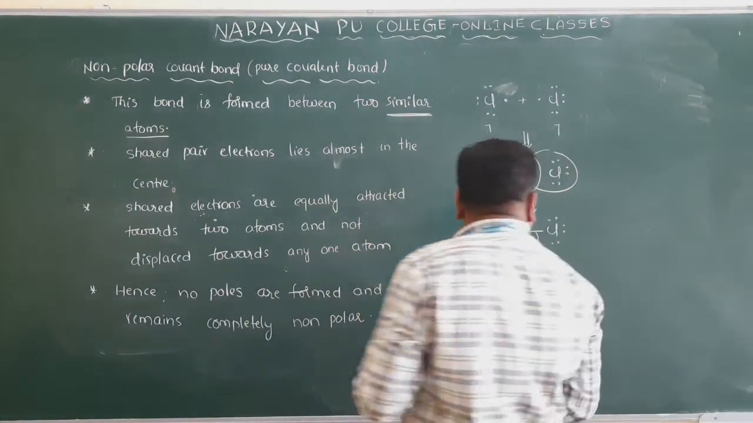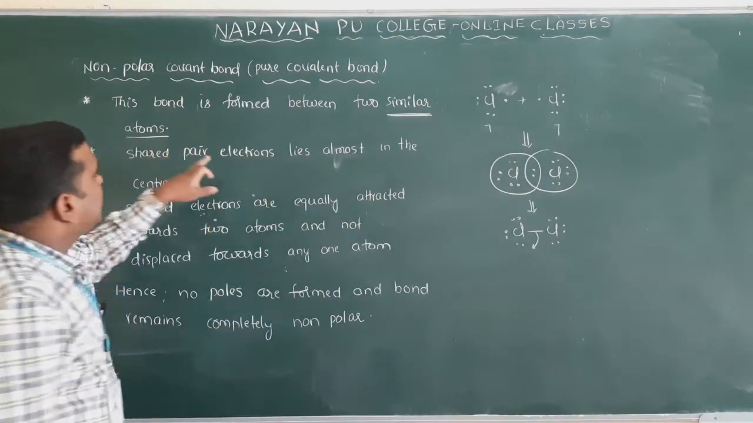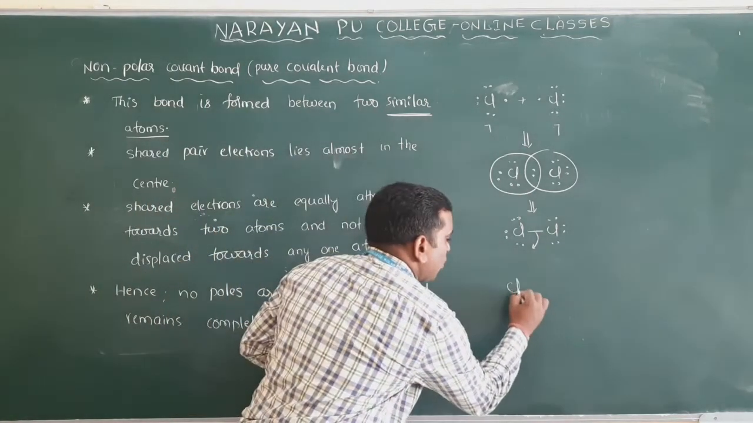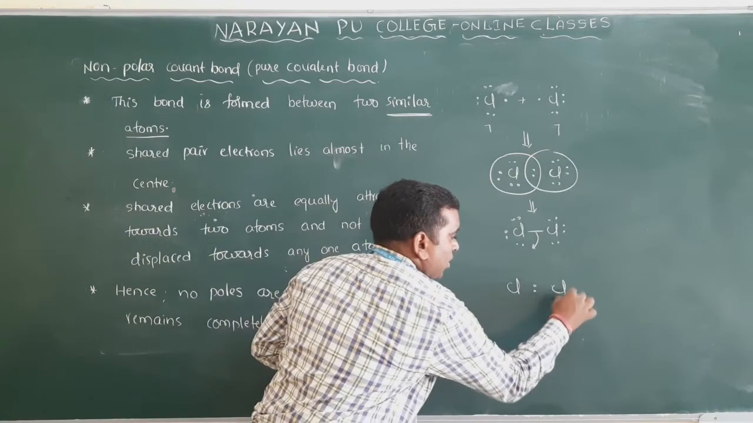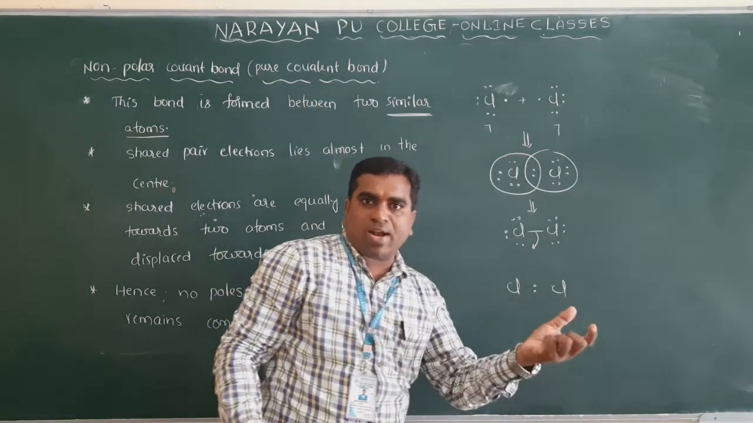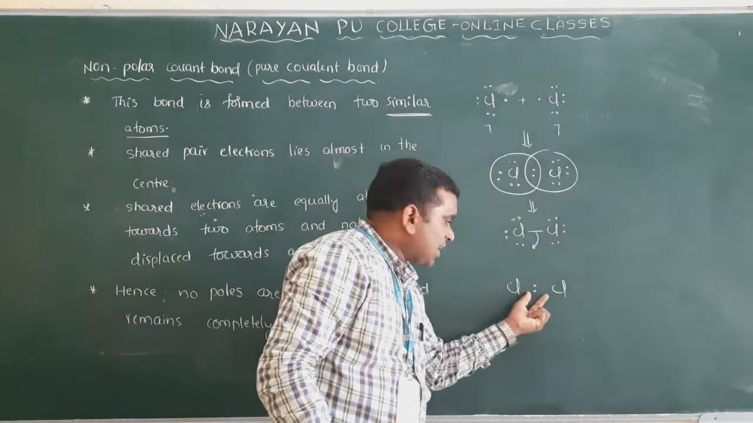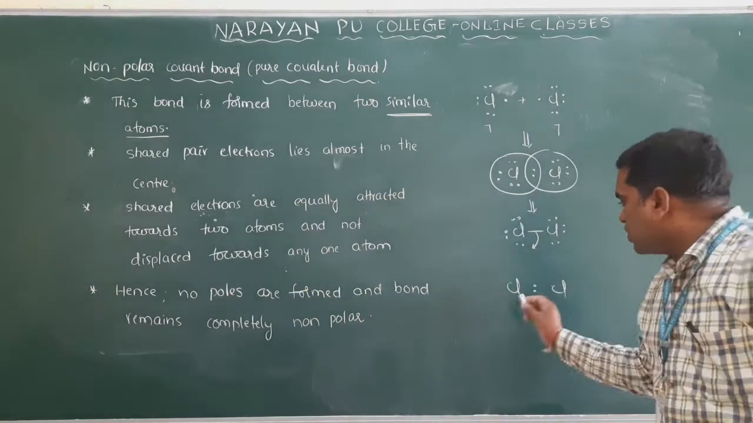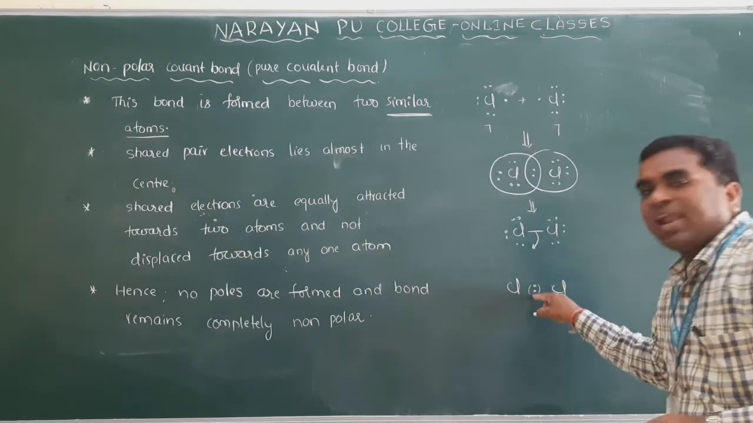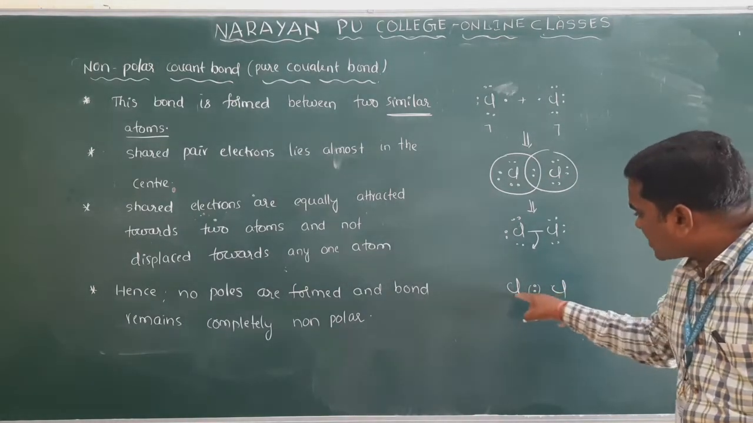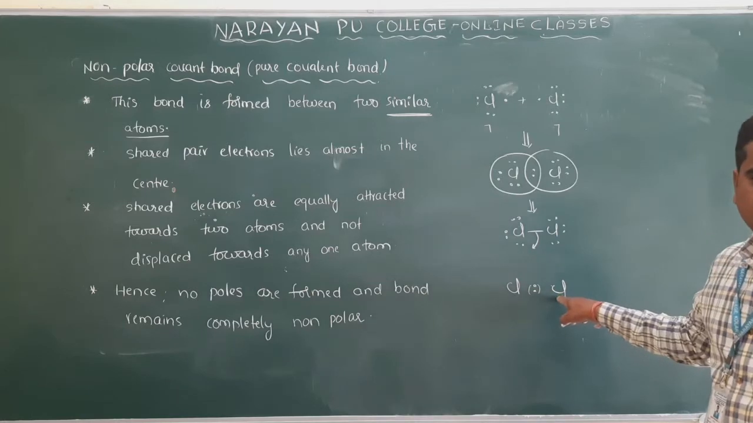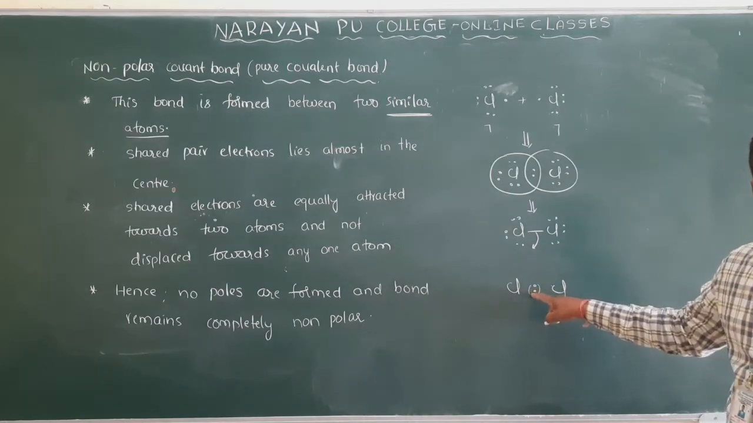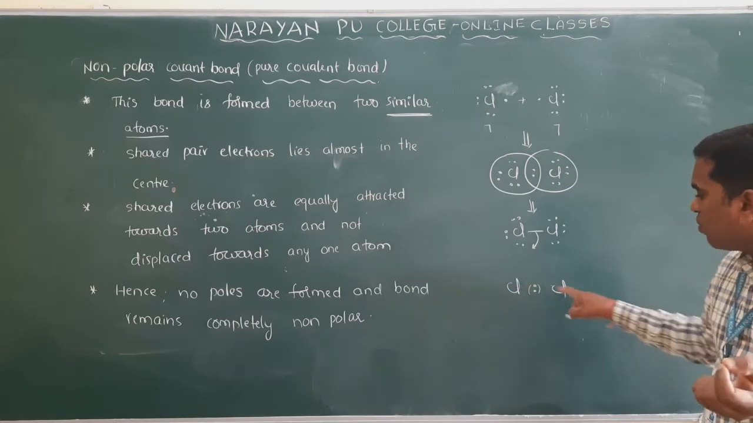In this one, the shared pair of electrons is almost in the center, because both chlorine atoms have the same electronegativity, and these electrons are equally attracted by the two chlorine atoms. So the shared pair lies almost in the center of these two atoms. This pair of electrons is not displaced towards any one of the atoms.